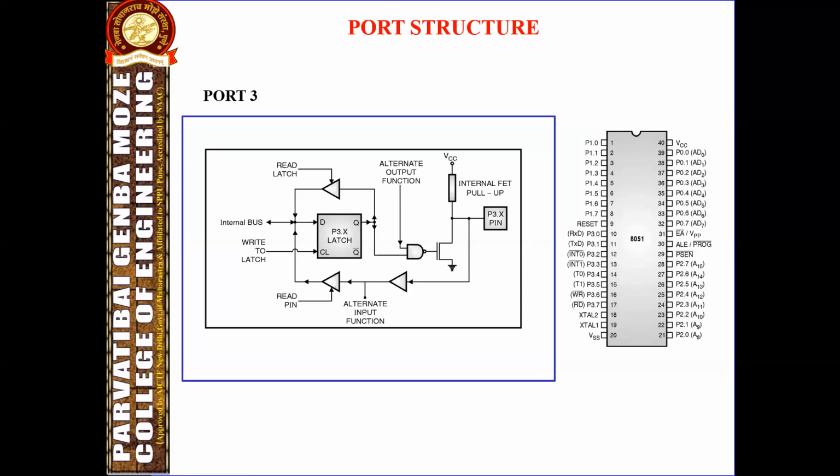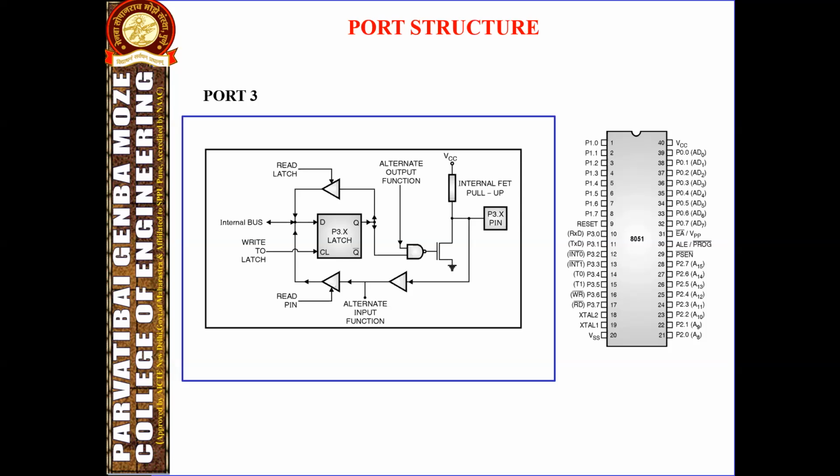When port 3 is used as an output port, the latch pin that is programmed to 0 will cause the lower FET to turn on, the internal pull-up turns off, and the input to the circuit is logic 0. If 1 is written onto the latch pin, then it will drive the input to the external circuit high through the pull-up. The lower FET will be turned off.